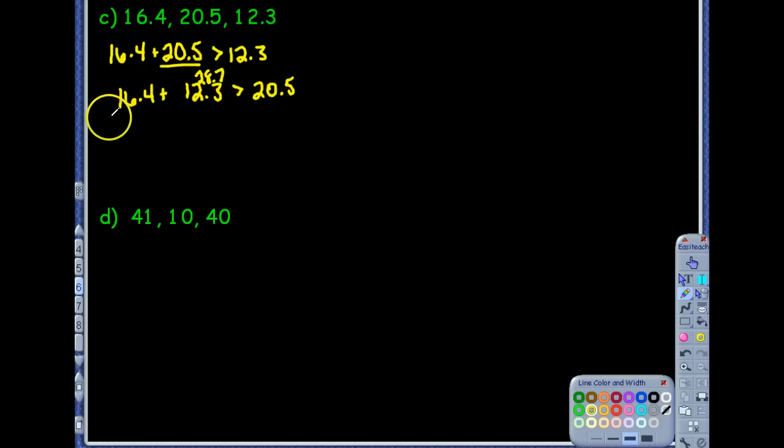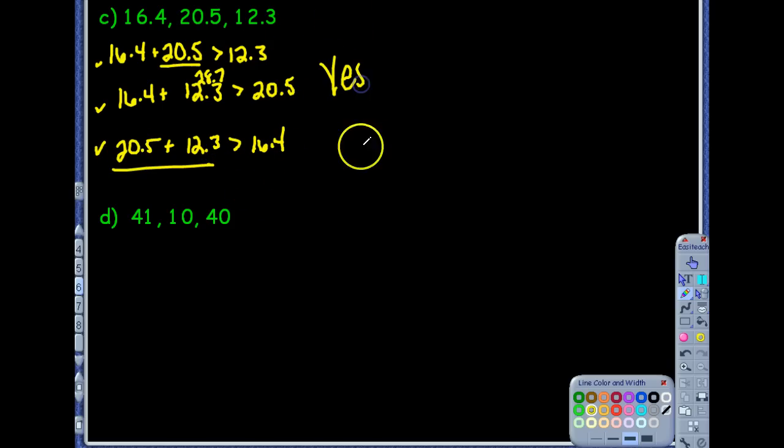Okay. So that works. And then we have one more left to check. 20.5 plus 12.3. Is that greater than 16.4? And it is. Yeah, obviously because 20.5 by itself is even greater. Okay, so yes, this is a triangle. So we can go ahead and decide what kind. Let's classify. So we'll take the longest side, which is 20.5, and square that. And we're going to see, does that equal, or is that greater than? Yeah, leave it blank. 16.4 plus 12.3, each of those squared, sorry.